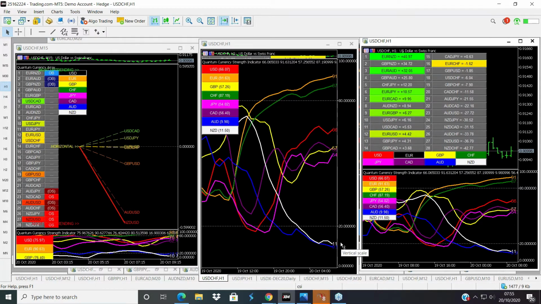What they're particularly oversold against is the euro, which has had some really strong buying in it since yesterday, and also the Swiss franc.